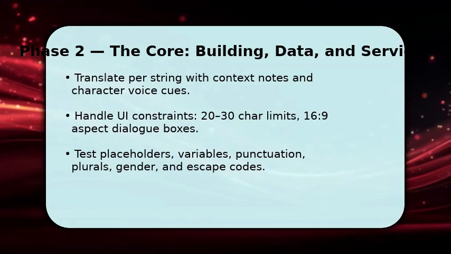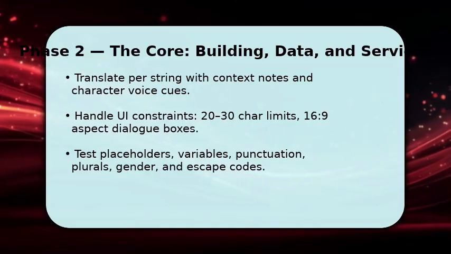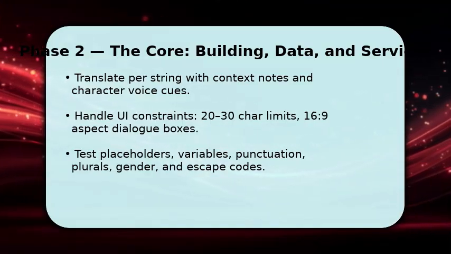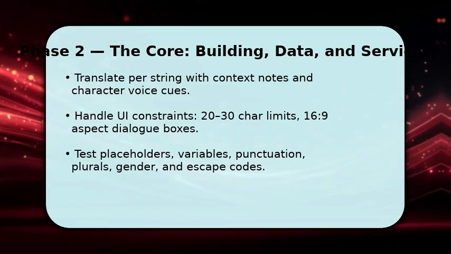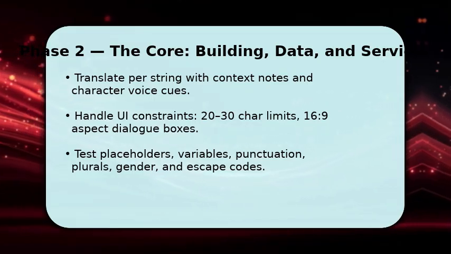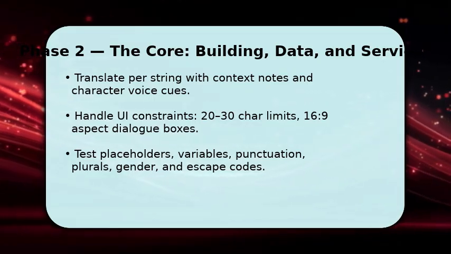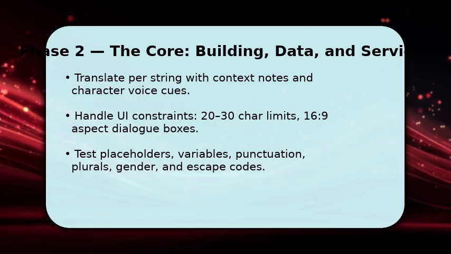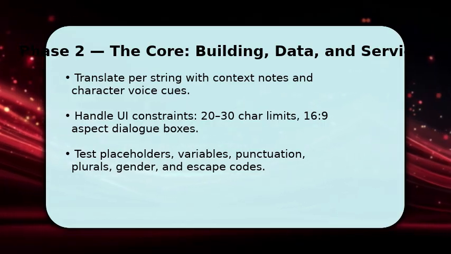You now translate each string while keeping context visible. Include screenshots or comments for where text appears, because context affects word choice and tone. Prioritize UI limits, shorter labels first, and adapt phrasing to fit 20-30 character constraints without losing meaning.